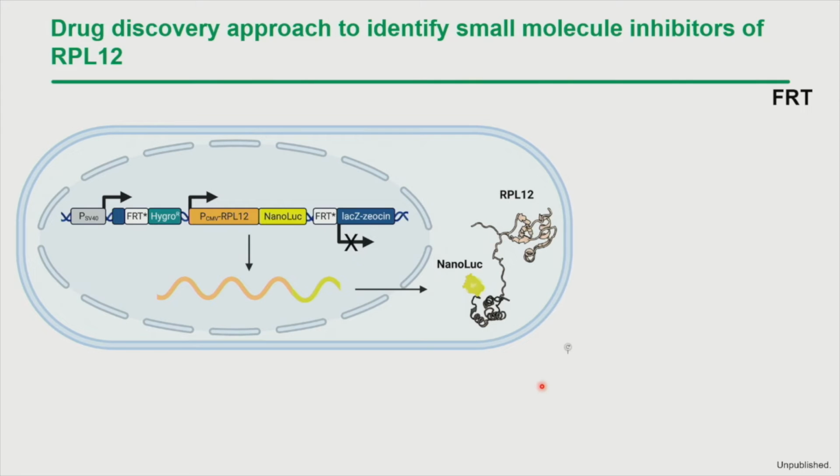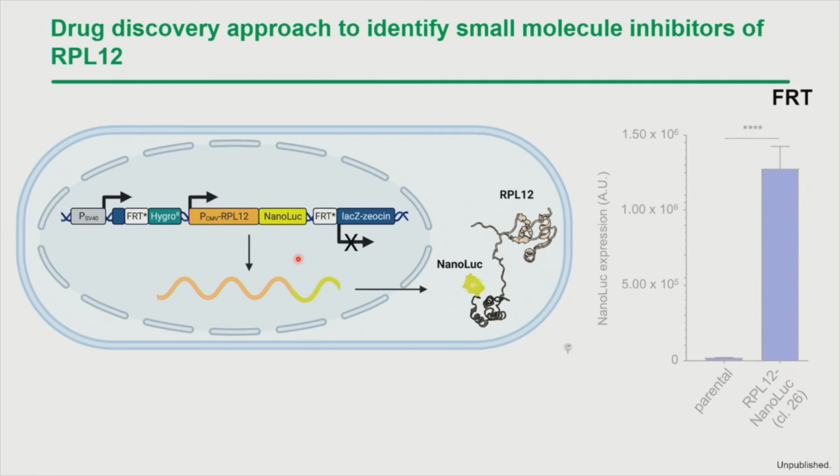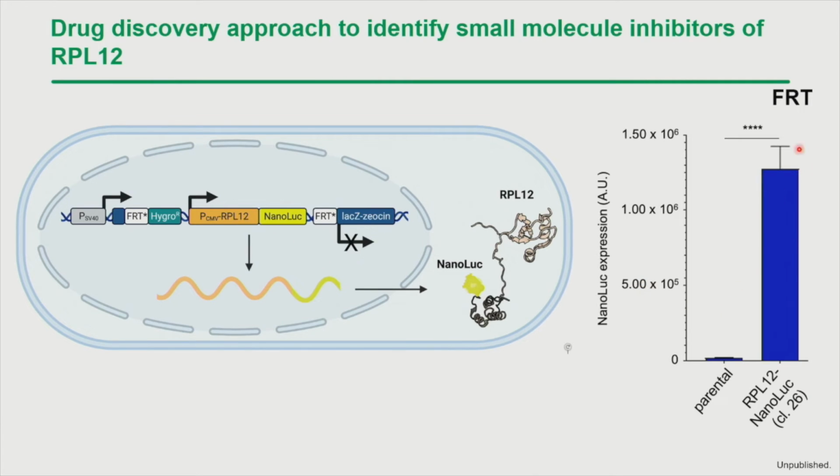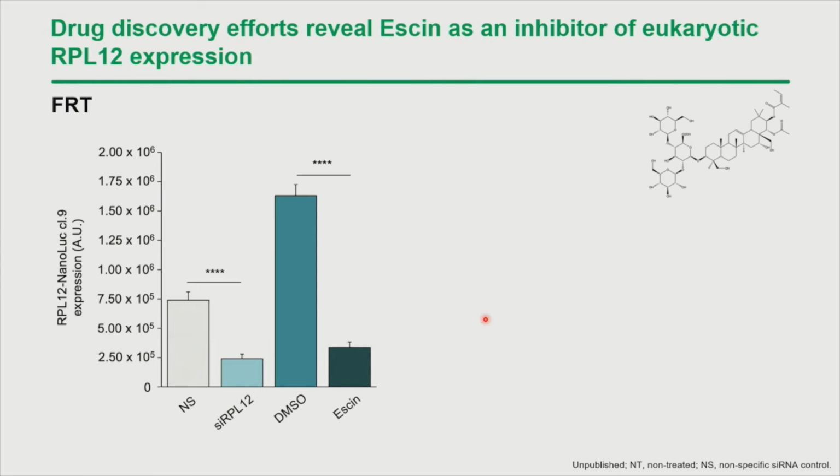But, as they say, we are not putting all of our eggs in one basket, and we're also attempting drug discovery approaches. In this setting we have FRT cells that are stably overexpressing RPL12 with a C-terminal nanoluke cassette, and this construct is just showing that we've got really robust expression of that nanoluciferase. Here we are evaluating through a high-throughput screening mechanism various known translational inhibitors, as well as a library of compounds that are provided by the Biological Discovery through Chemical Innovation Core at Emory.